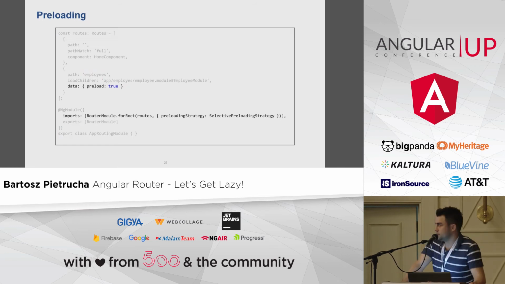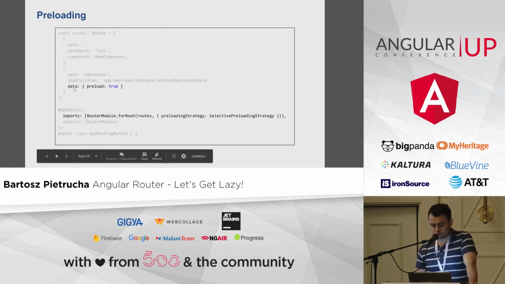And there are 2 important lines in this configuration. First of all, the lower line shows us that we are passing additional configuration to our router module. We are pointing to a particular preloading strategy. In this case, we have implemented our custom preloading strategy. Angular ships out of the box with 2. It says either load everything or load nothing. But you can also adjust it, implementing your own preloading strategy, which we actually see in this example.